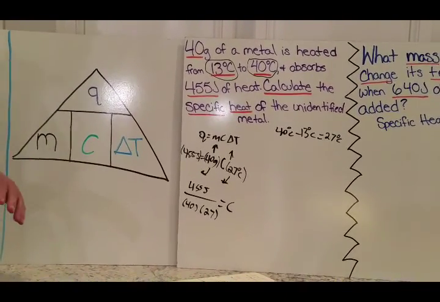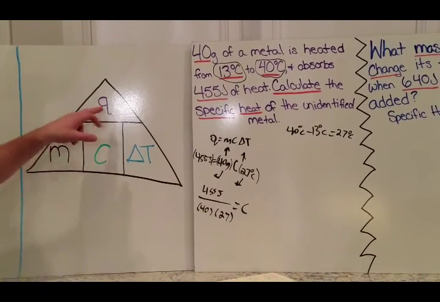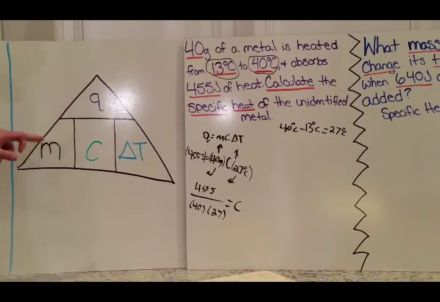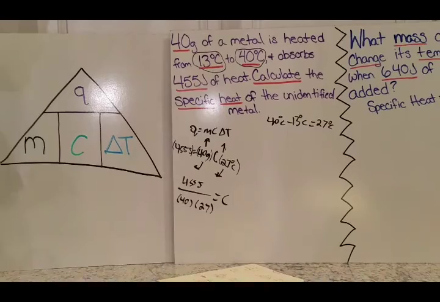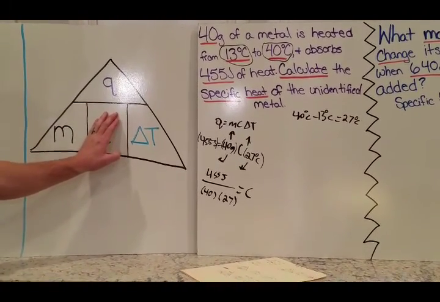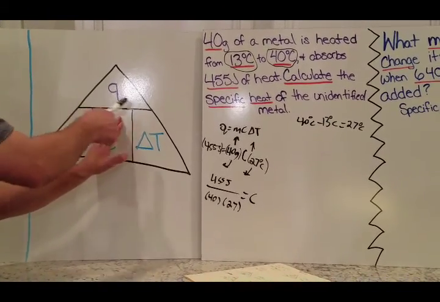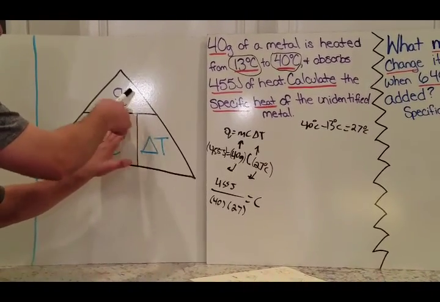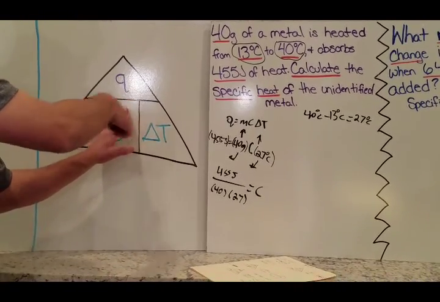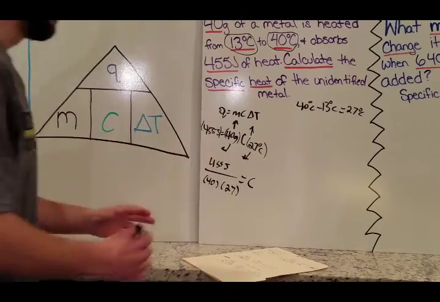Now, let's do it an easier way, okay? Instead of doing all that algebra, let's do this. Plug in the different spots for the triangle that we have, cover up the one that you don't have. So if I cover up this C, because that's what we're solving for, it'll tell me mathematically what I got to do. So I'm going to have to do M times delta T, and Q is going to be divided by the number that I get down at the bottom. Makes it 10 times easier. So let's do that.